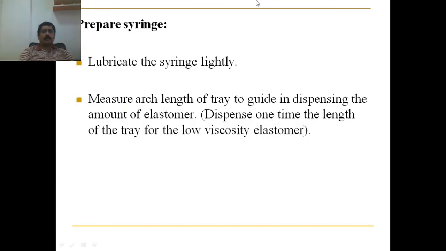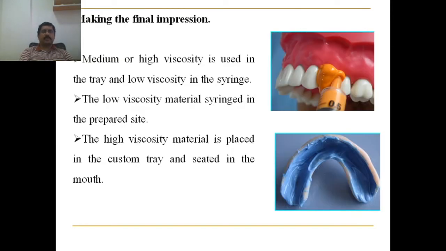Now, when we are using two different pastes, we have to prepare the syringe. Otherwise, we can use the collapsible tubes with the gun, and we can make the final impression. What we will do here is, using a gun and a collapsible tube or a syringe, inject the material onto the prepared tooth surface.